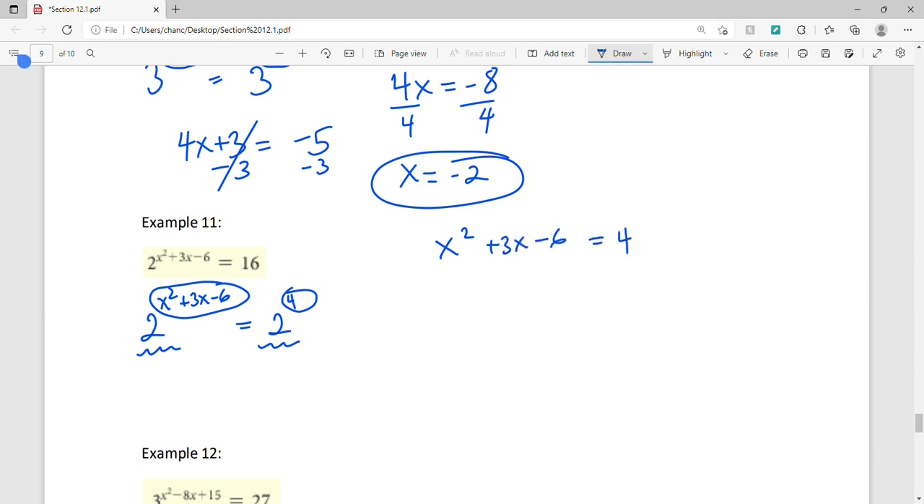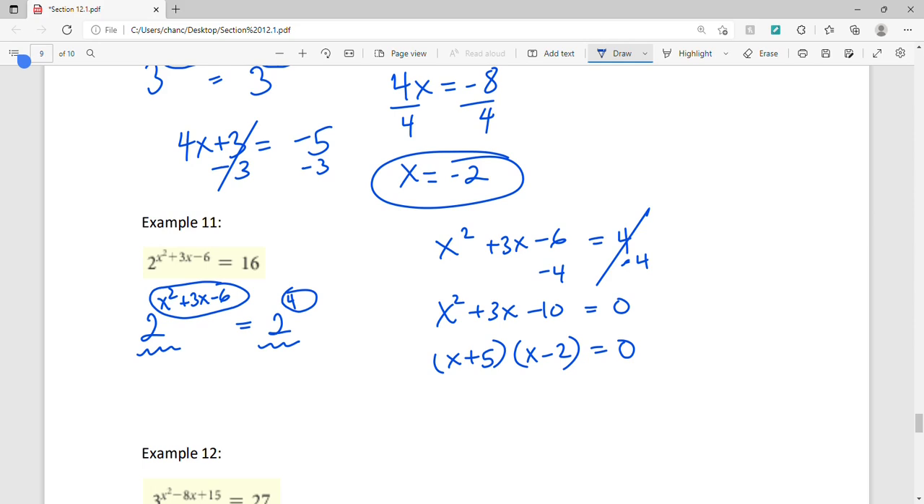We know how to solve these. These are quadratic, so let's subtract 4 to both sides, set it equal to 0, and hopefully we can factor this thing. And this does factor as x plus 5 times the quantity x minus 2 is equal to 0. So we're reviewing factoring. And this means x is equal to negative 5 or x is equal to positive 2. So we actually have two solutions to this problem.